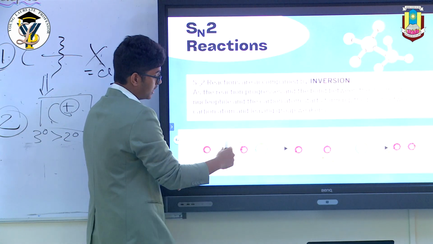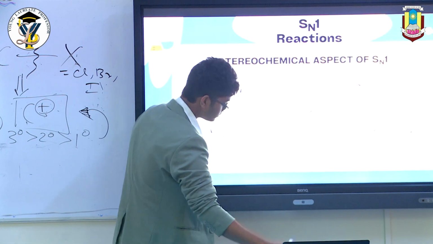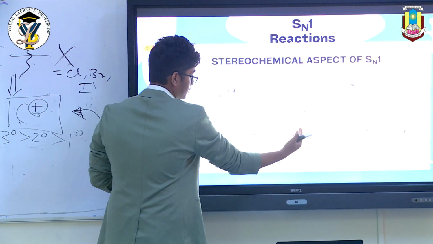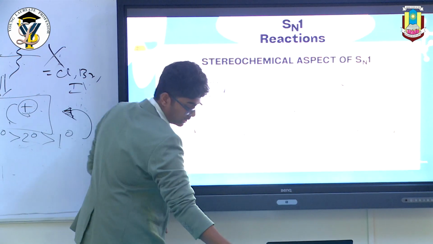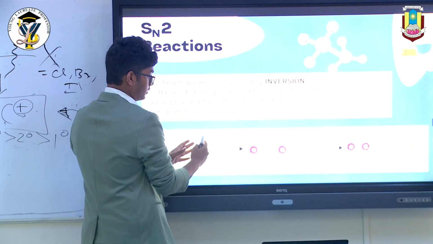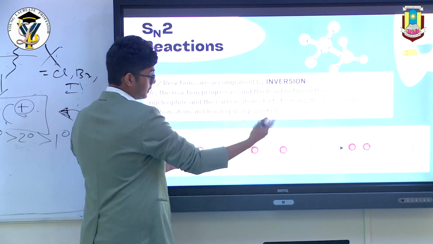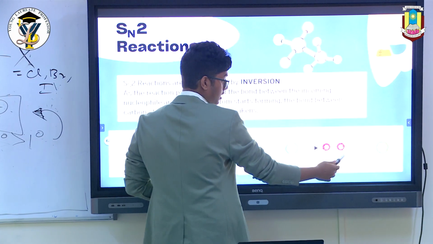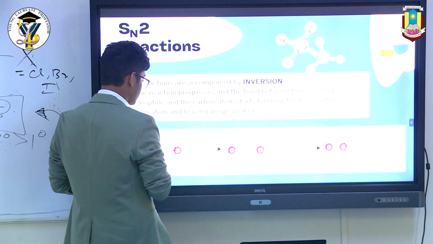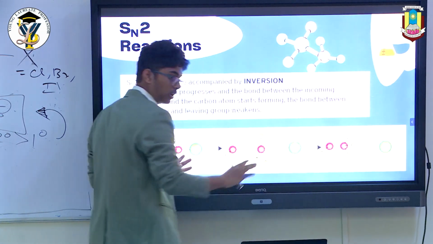So when it comes from the back side, we have an inverted product, which means, like in the previous case, H was on this side, but then we actually got it on this side. Similarly, we have the three hydrogens on this side, but after the reaction, we actually got the hydrogens on the right hand side. And the nucleophile, which would have attached on the right hand side, got attached on the left hand side. So this is called inversion of the product.